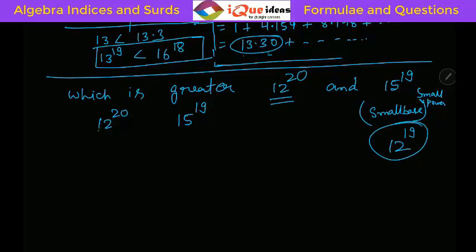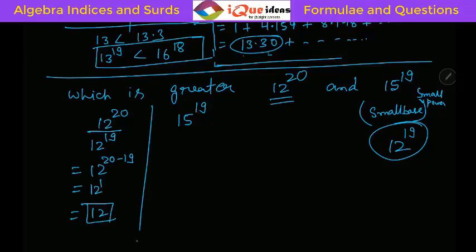So what will happen? The first number, if you divide by 12 raised to 19, it becomes 12 raised to the power 20 minus 19, which is 12 raised to the power 1, which is 12. So the first value is 12. Look at the second one. If you divide the second one, that is 15 raised to 19 by 12 raised to 19, what will happen? It will give us 15 by 12 whole to the power 19.